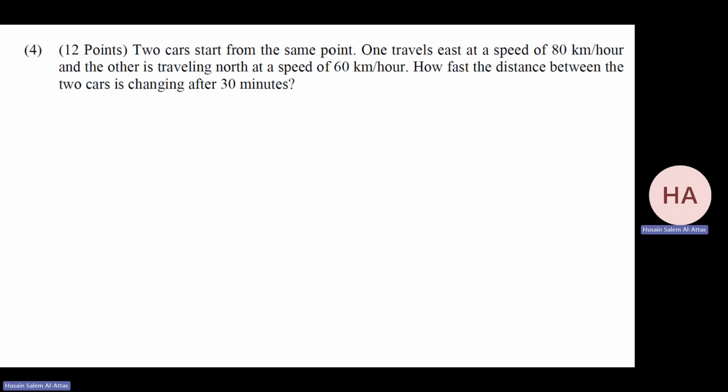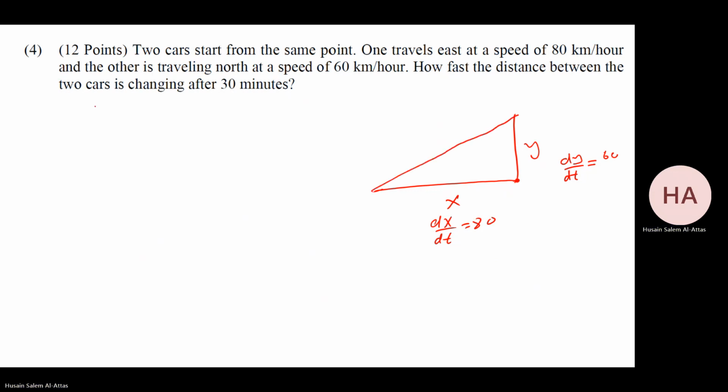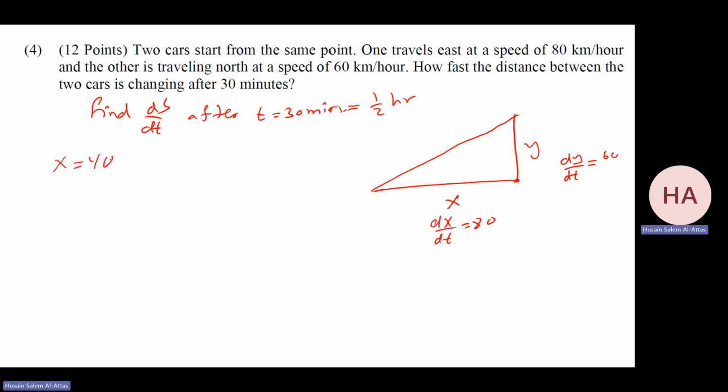Two cars start from the same point. One travels east, this is X, and the other one travels north, this is Y. They have dx by dt equal 80 and dy by dt equal 60, and find ds over dt after t equals 30 minutes. I'm working with hours, which is half. So x will be 40 and y will be 30. That implies S is equal to 50.